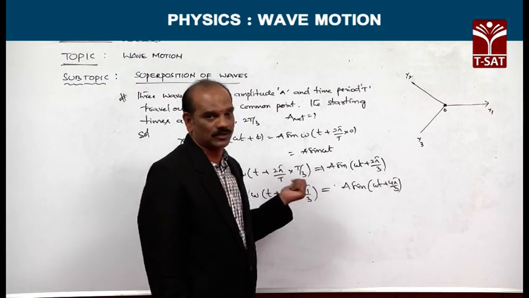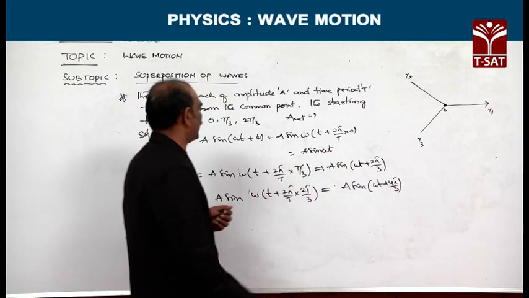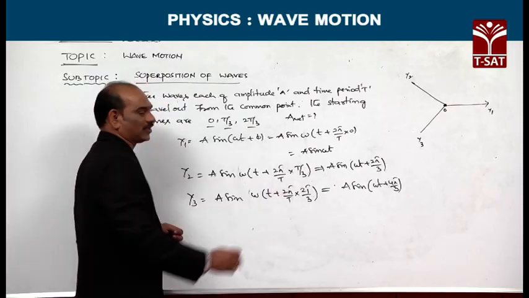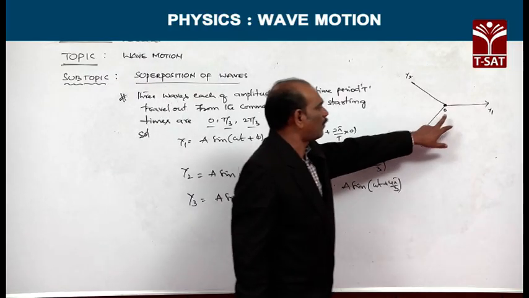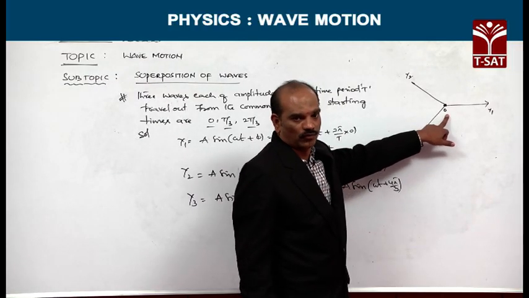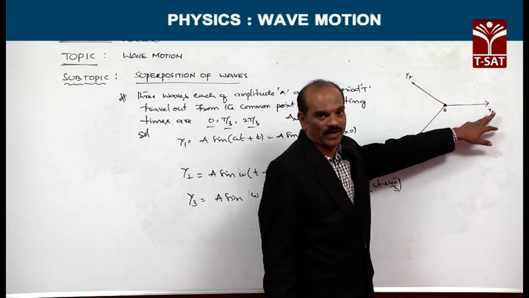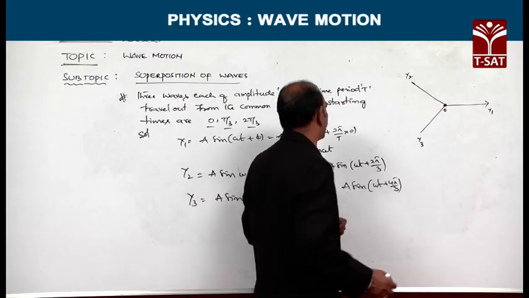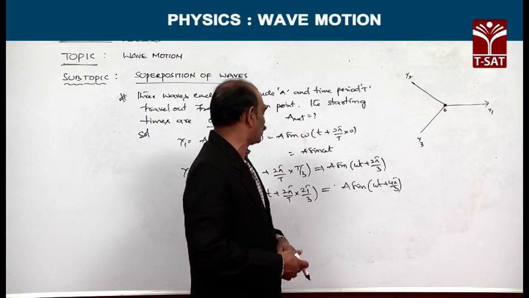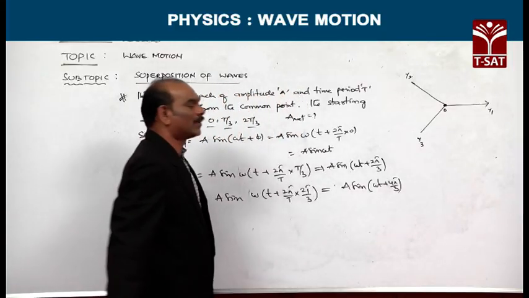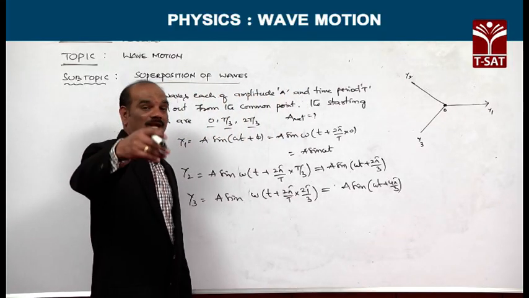Now he is asking us to find out the A net value. I repeat again, the starting timings of them are 0, T by 3, 2T by 3. Suppose this is the point O from which the waves are coming out. This is the first wave y1. This is the second wave. What could be the displacement of the second wave after time T by 3?